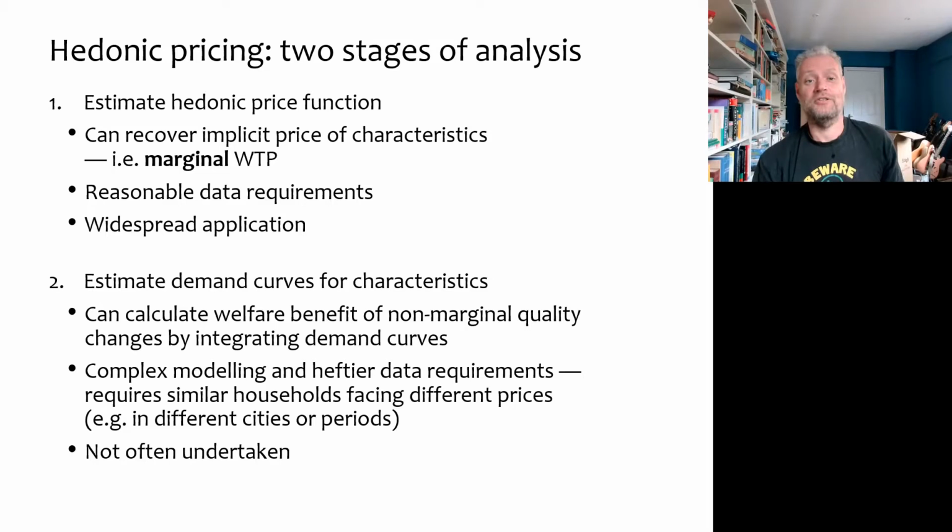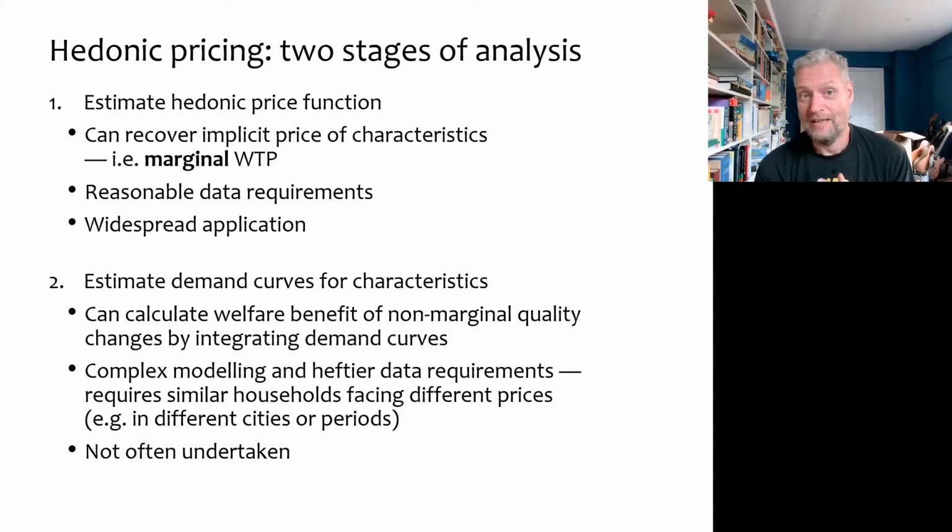And you can do 2 things here. One, you can just estimate the hedonic price function. That is what I just described. And then what you recover from that are the implicit prices of the characteristics. If air quality goes down by 7%, and the house price goes down by £10,000 or something. And this is relatively straightforward to do.